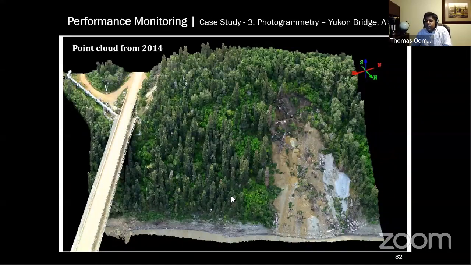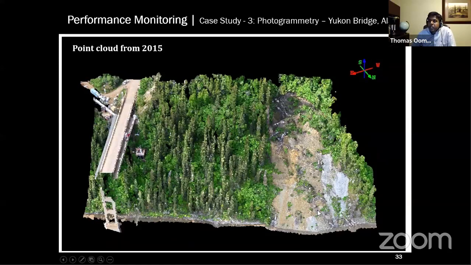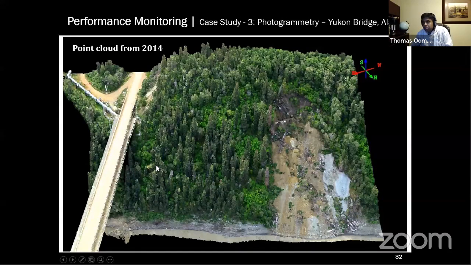And you can see, 2014 and 2015. So this is a point cloud from 2014. The next one is from 2015. You can see in 2015, they were doing some drilling here, which is not there in 2014.